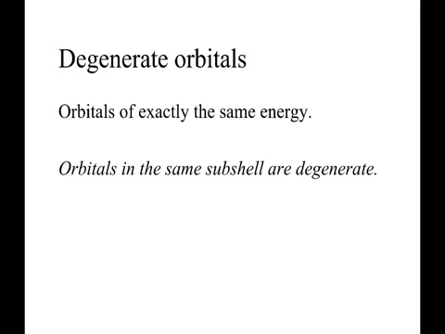Degenerate orbitals are boxes that are in the same subshell. Just like I showed you, they're in the same subshell. Now, can an S-type subshell have degenerate orbitals? No, because there's only one orbital in it. But the P, D, and F can.